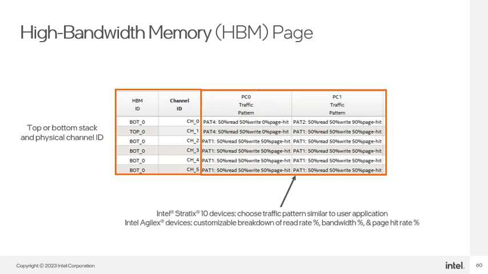For Intel Stratix 10 devices, for each pseudo channel, select a traffic pattern as shown here that most closely matches how you expect to access the memory in your design. For Intel Agilex devices, instead of choosing a fixed pattern, you can specify exact percentages of the expected read rate, bandwidth usage, and page hit rate.